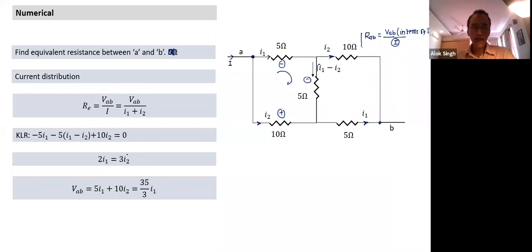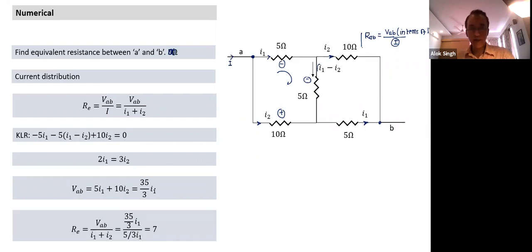Now what I have done is, in place of I2, I substituted 2 by 3 I1, and I get the value of VAB in terms of I1. Then I write how to find the equivalent resistance. VAB is in terms of I1, and the current is I1 plus I2. Again, I substitute the I2 value equal to 2 by 3 I1, and I find the equivalent resistance equal to 7 ohms.